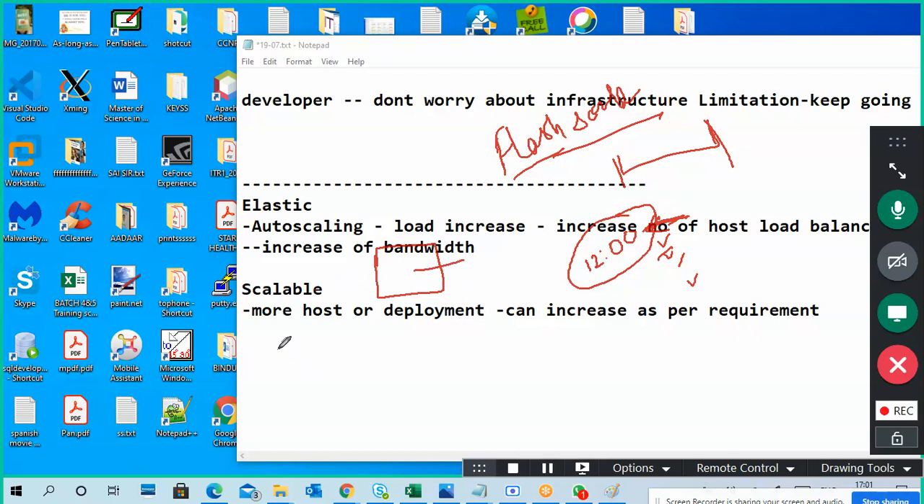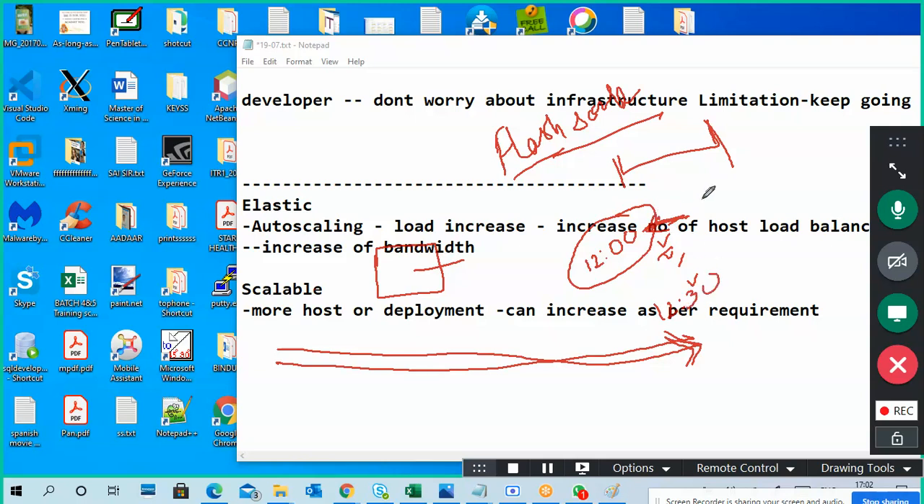So then we need more servers, more services, more bandwidth is required, more servers are required. So load balancing is required. So auto scaling, scaling. Now at 12:30 the sales are almost completed, the number of pieces are sold, payment is completed. Now it is not required. What to do?